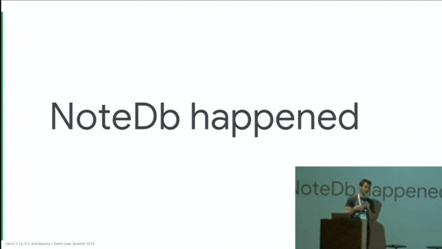Yeah, 3.0 is not going to have a database. It's not going to respect the database configuration options in your Gerrit config. Your database will stick around. It's not going to delete your data, but it's not going to need it anymore. So I think that's exciting.